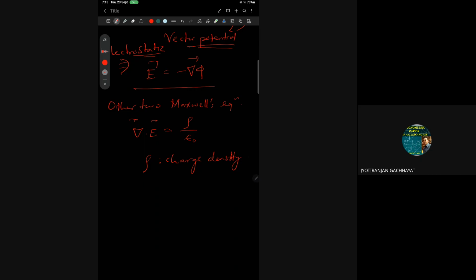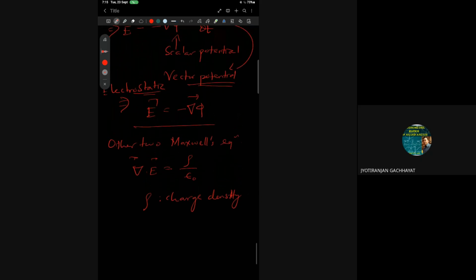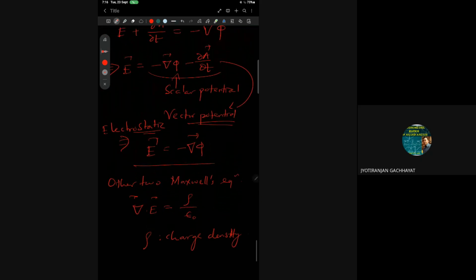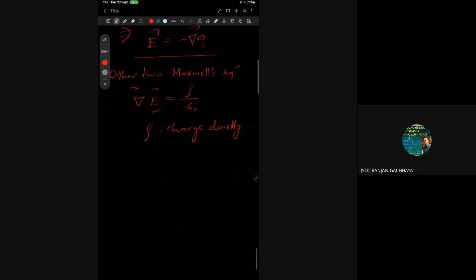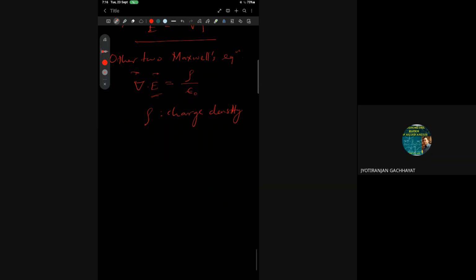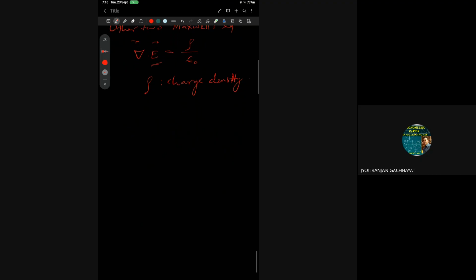Now substitute the value of E. What value did we get? This is the value of E, right? So if you substitute over here, what will you get? Everyone please do this in your notebook, otherwise it will be difficult to follow the mathematics.